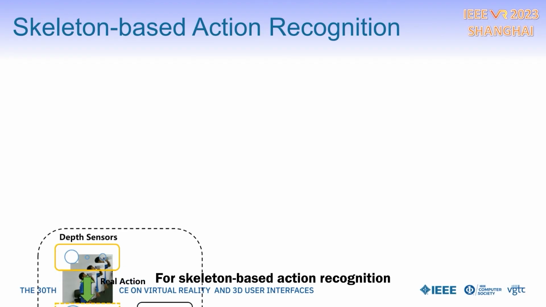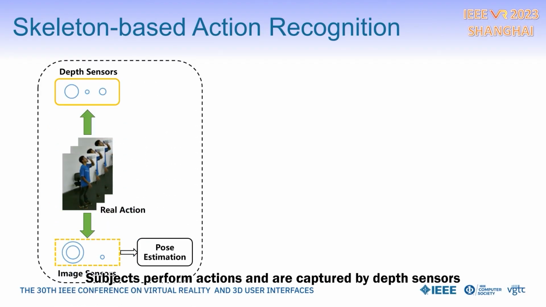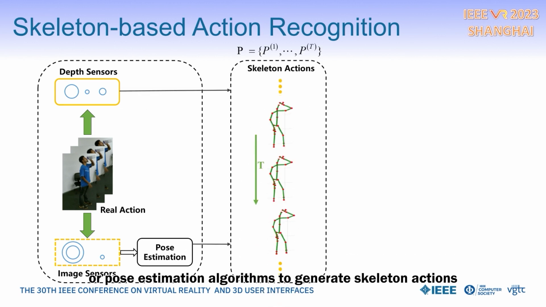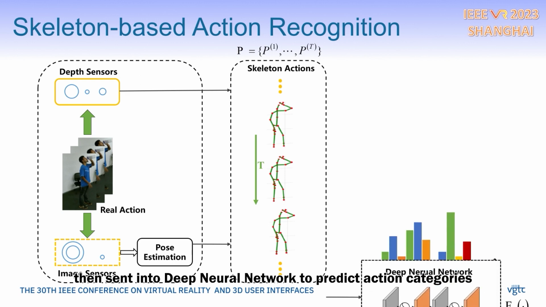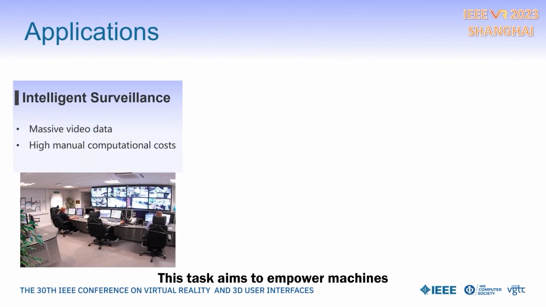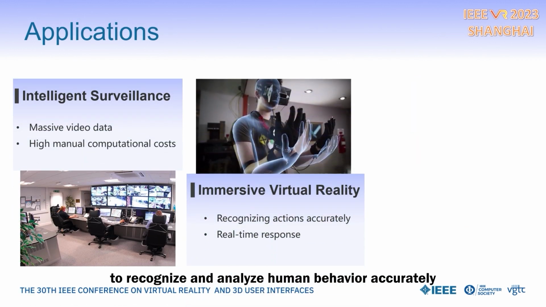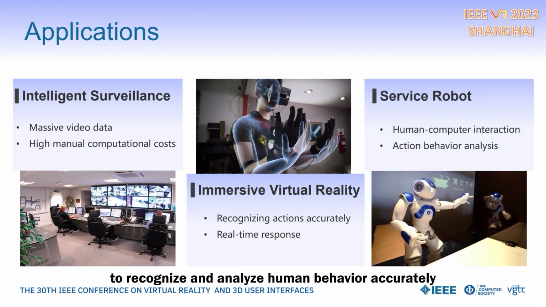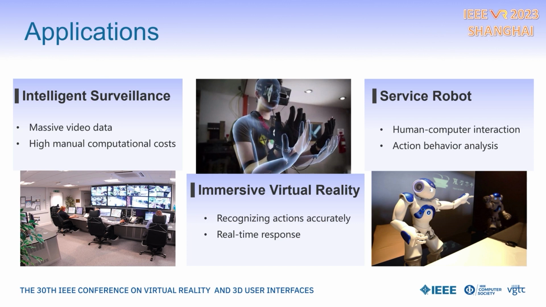For skeleton-based action recognition, subjects perform actions and are captured by depth sensors or pose estimation algorithms to generate skeleton actions, then sent into a deep neural network to predict action categories. These tasks aim to empower machines to recognize and analyze human behavior accurately, and have many indispensable applications such as immersive virtual reality, interactive robots, and so on.